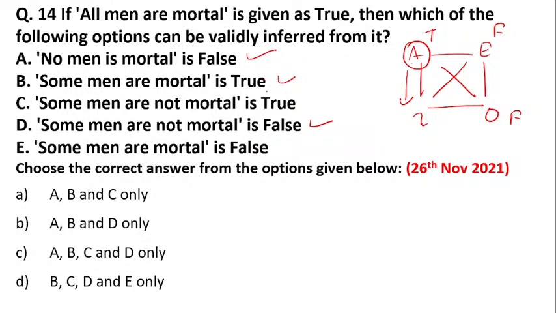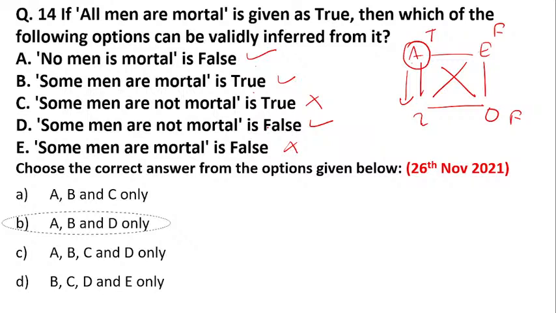Since "some men are not mortal" is false, the statement saying "some men are mortal" is true, so this is incorrect. "Some men are mortal is false" is also incorrect. The right answer becomes A, B, and D. D is the answer.